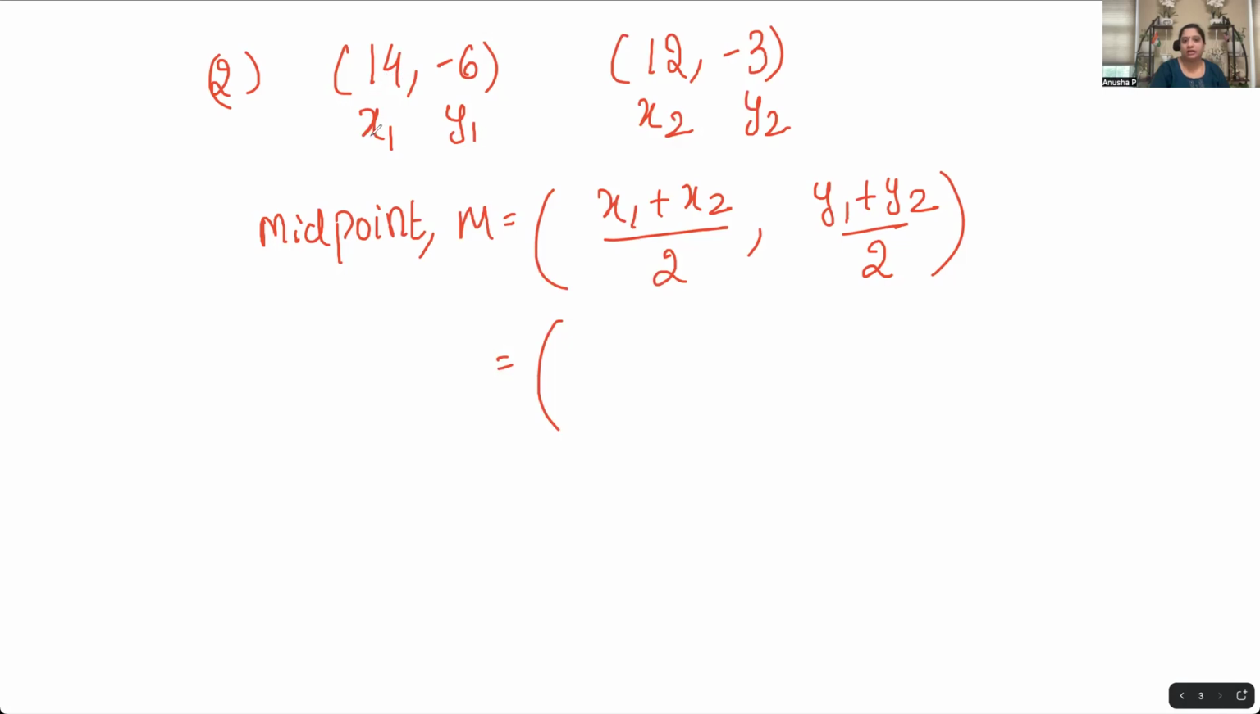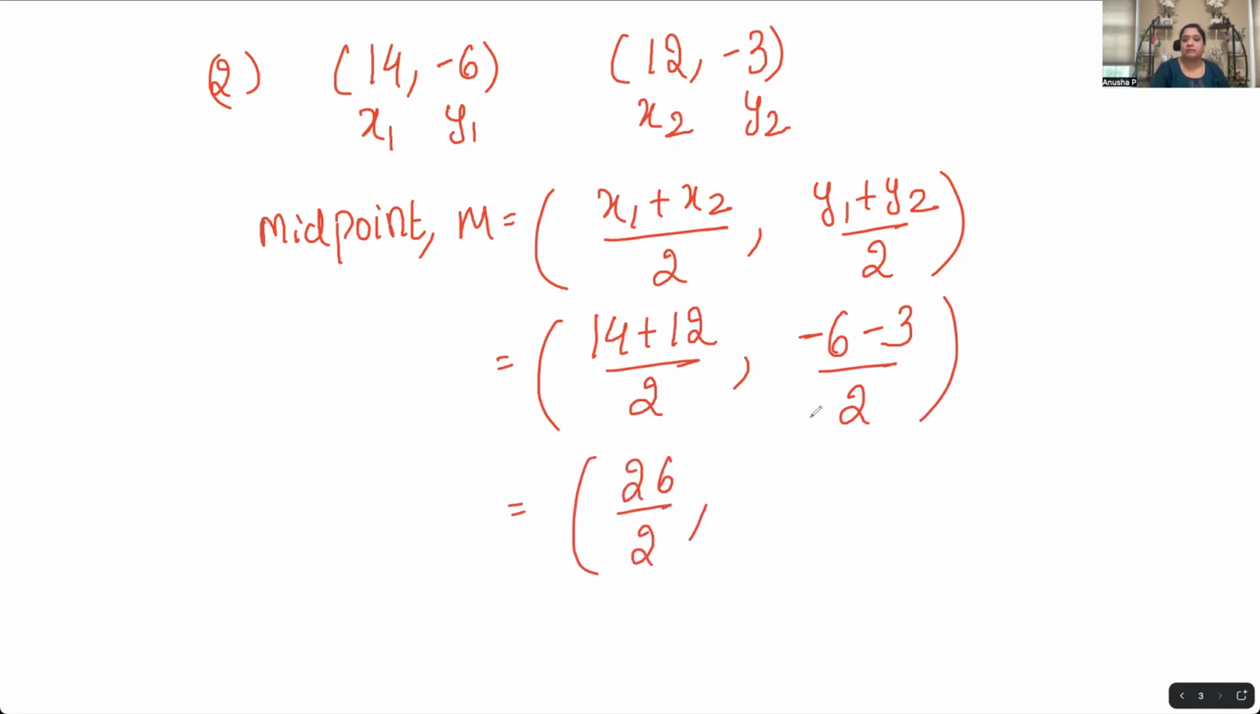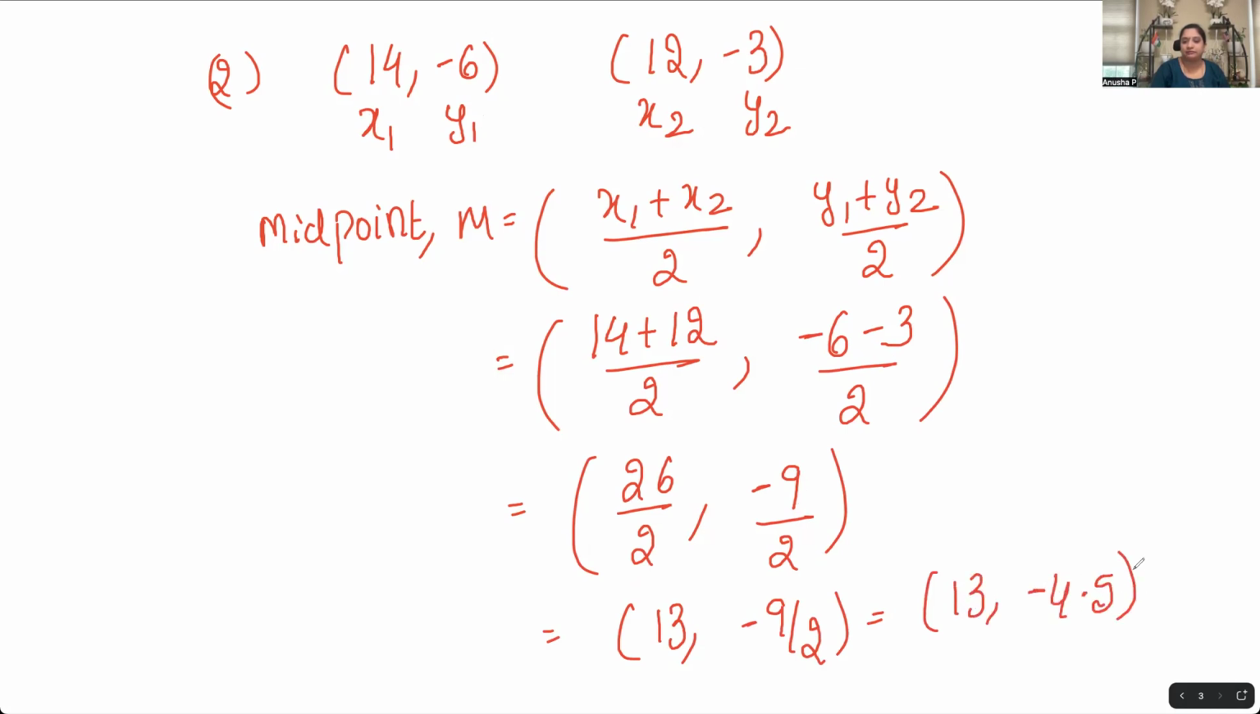So first point we label it as x1 y1, second point we label it as x2 y2. After writing the formula: 14 plus 12 over 2 comma minus 6 minus 3 over 2. 14 plus 12 is 26 over 2, minus 6 minus 3 is minus 9 over 2. 26 divided by 2 is 13. We can leave it like a fraction, or if you want to write it as a decimal number, it is negative 4.5. Okay.